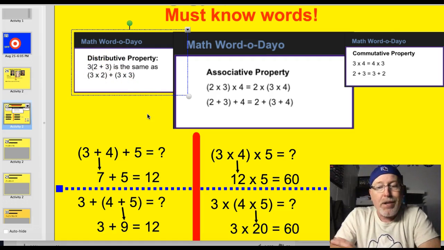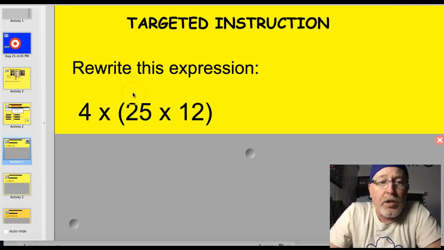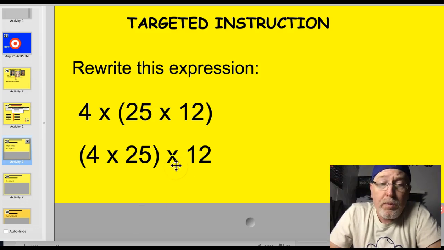Now you've got all three of these tricky properties. Let's take a look at it and see how easy it works together. We're going to rewrite this expression right here. 4 times 25 times 12. Now we're supposed to do 25 times 12 first, right? Okay, but I don't know what 25 times 12 is. So I'm going to rewrite that expression and do 4 times 25 first, because that's 100. And then 100 times 12 is going to be 1200.